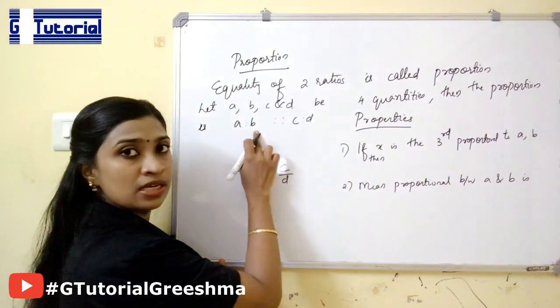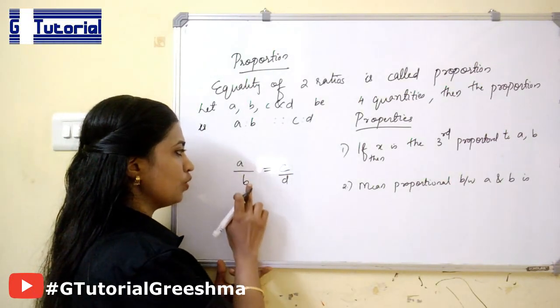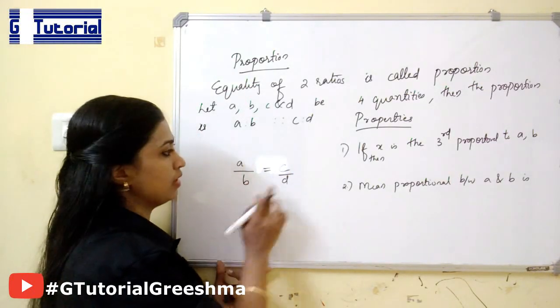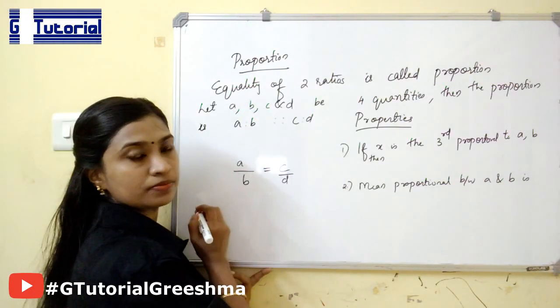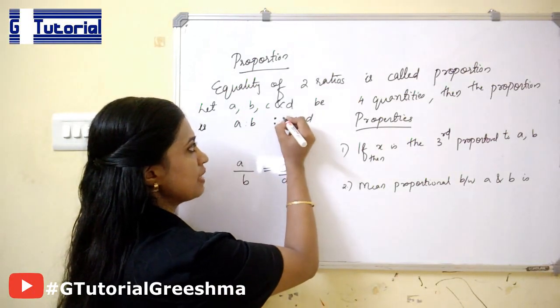A is to B means it is a ratio A by B, or it is a fraction A by B is equal to C by D. This is what is meant by proportion. We are denoting proportion by this symbol.